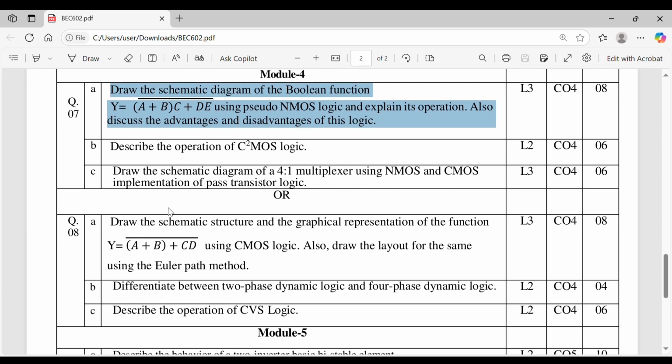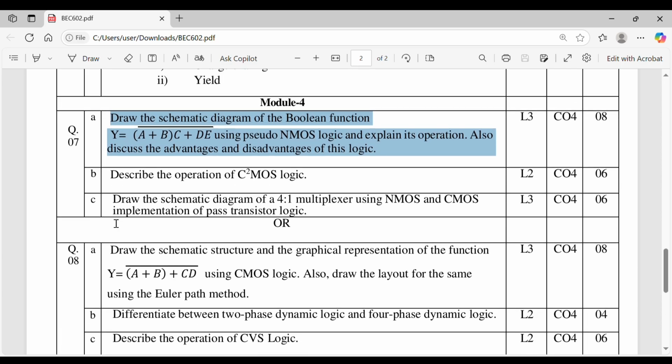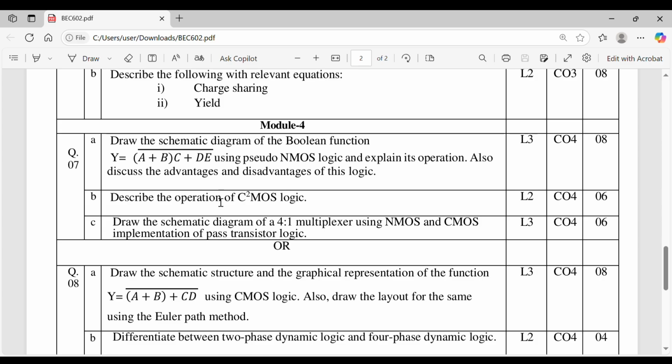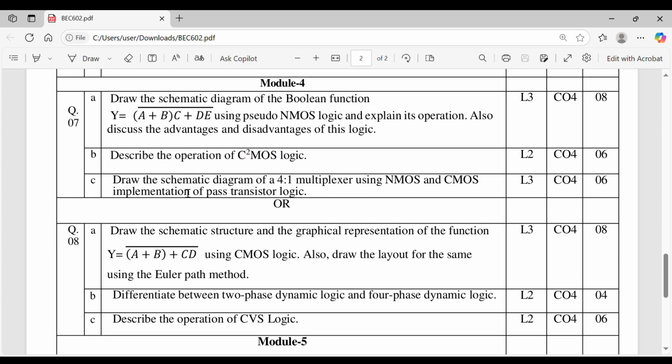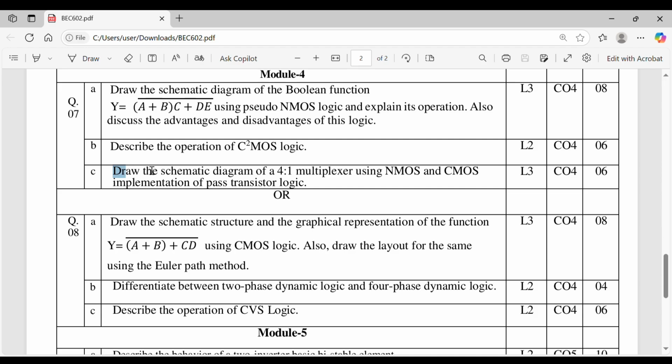They will be given in 8A question also. In 7B, describe the operations of a C square M logic. This is also a very important question. 7A, draw the schematic diagram of 4:1 mux using the NMOS and CMOS implementation of pass transistor logics.